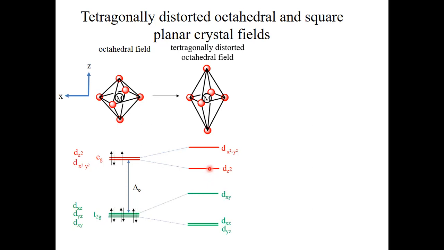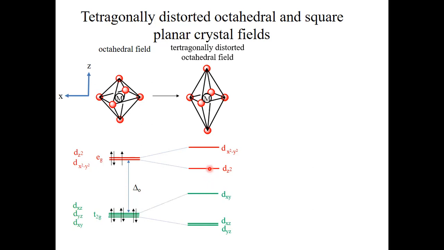Now we can think about how we would fill the electrons into our orbitals, and doing so, try to predict under which conditions such tetragonal distortion should take place.